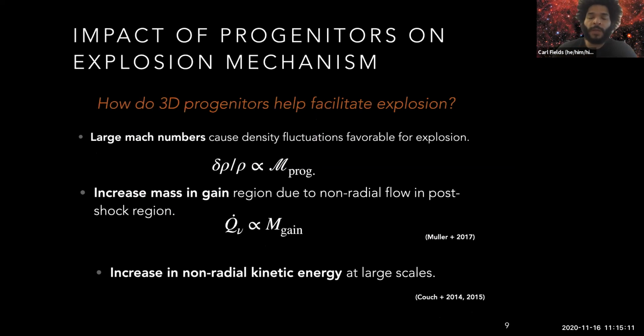So very quickly, some of the few ways that they can influence the explosion, because we want to be specific about this: they found that when you have Mach numbers in the progenitor inside the different burning shells, those can scale as density fluctuations that could be favorable for explosion. The larger the Mach number in your progenitor model, the larger the density fluctuation, and the more likely you might be able to produce explosions. They also found that the non-radial flow structure in the post-shock region can increase the mass in the gain region, which indirectly increases the neutrino heating rate.